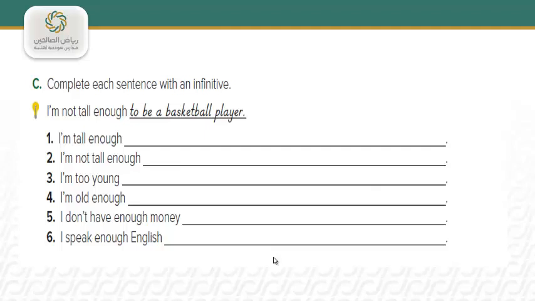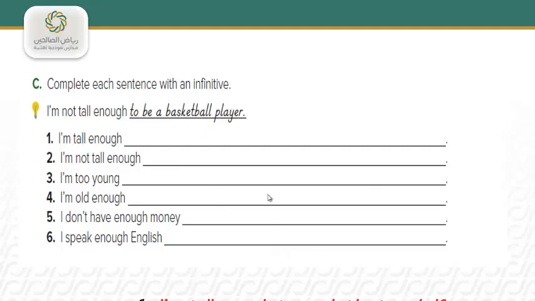I'm tall enough, we can say, to reach the shelf. I'm tall enough to play basketball. I'm tall enough to touch the ceiling, and so on. I'm not tall enough to touch the ceiling. Okay, I'm not tall enough to play volleyball or basketball. I'm too young to join the army. What do you think? Number 4, I'm old enough. Can you tell me? I'm old enough, for example, to graduate, and so on.